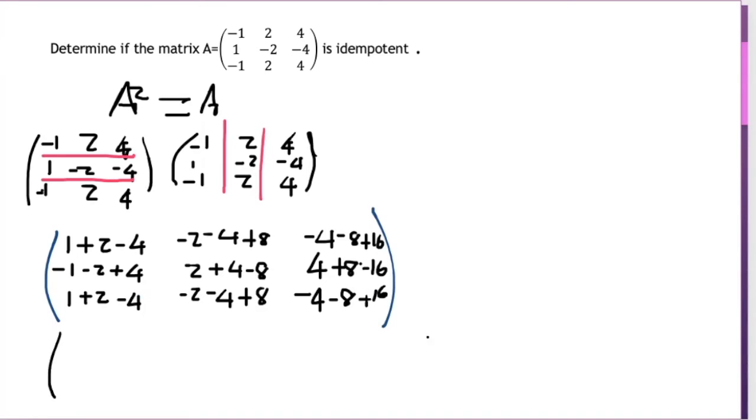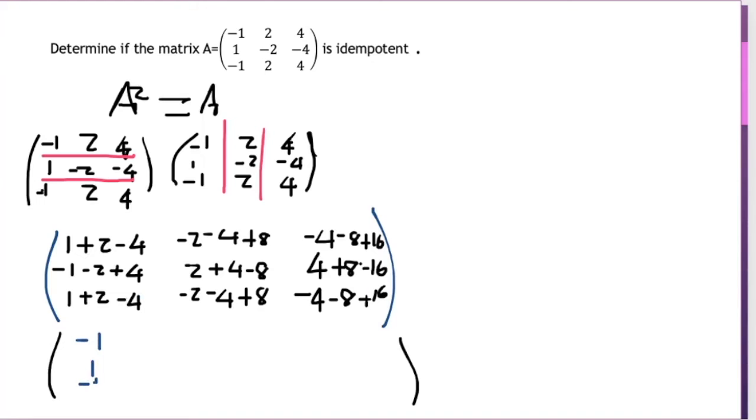So that means what I have here, 1 plus 2, that's 3, minus 4, that gives me -1. So I go ahead and write my -1. Then -1 minus 2, that's -3, plus 4, that gives us +1. So I go ahead and write my +1. Then 1 plus 2, that's 3, minus 4, that gives me -1.